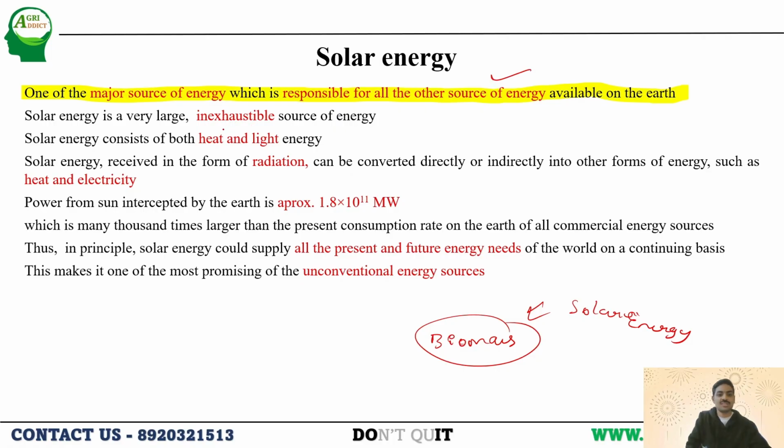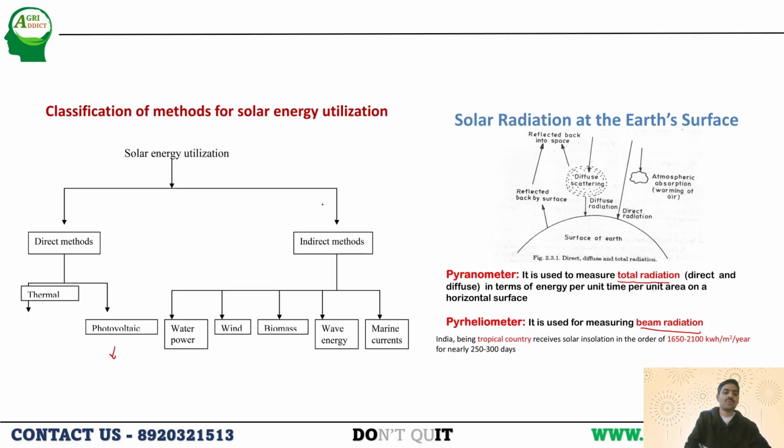Next, solar energy is inexhaustible and it can take the form of heat and light as well. It is used for heat as well as for electricity, and this is also the most promising unconventional energy. That means conventionally we are not using it, it is not a traditional energy, it is an untraditional energy, and moreover it is a renewable energy. Next, when looking at its utilization, you can use solar energy in two ways, the direct method and the indirect method.